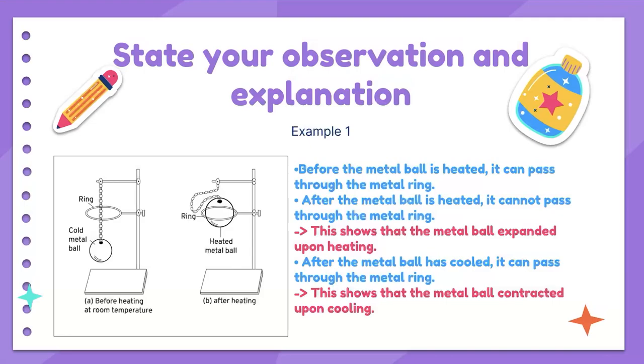After the metal ball has cooled, it can pass through the metal ring. This shows that the metal ball contracted upon cooling. When the metal ball contracts, it becomes smaller in size and it's able to pass through the metal ring again.